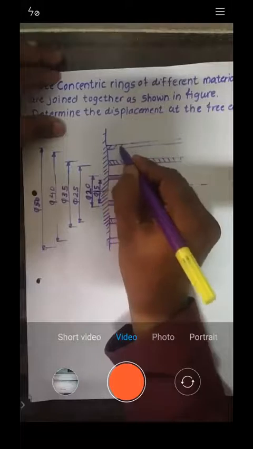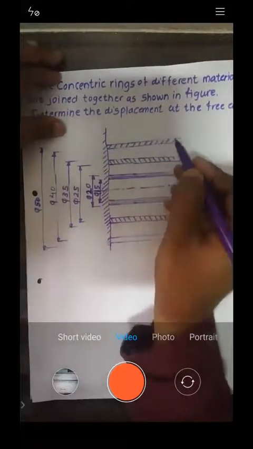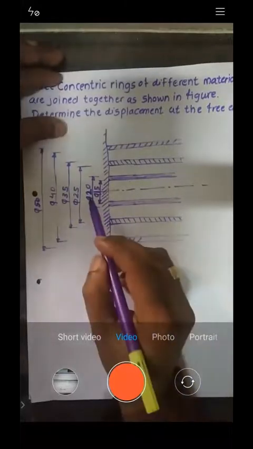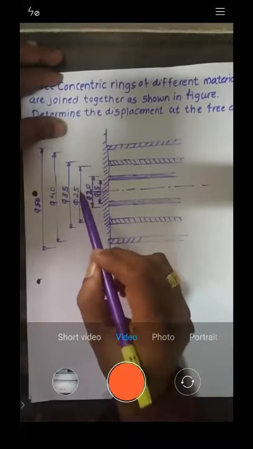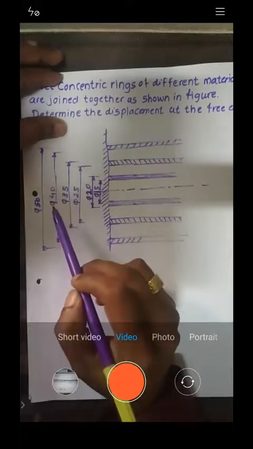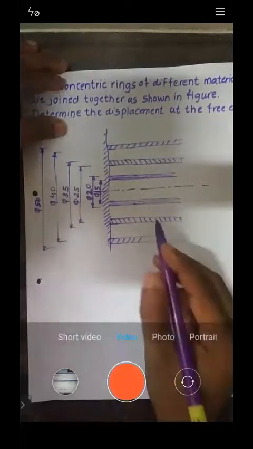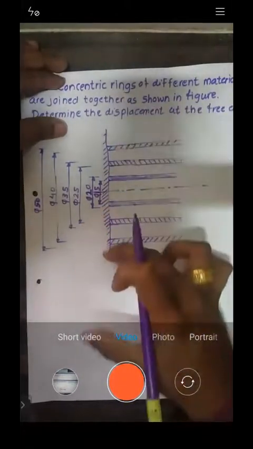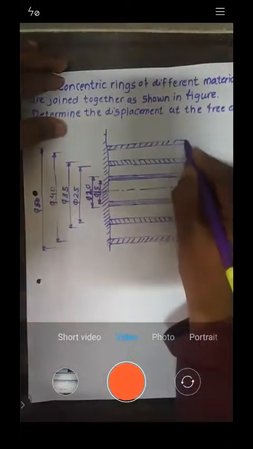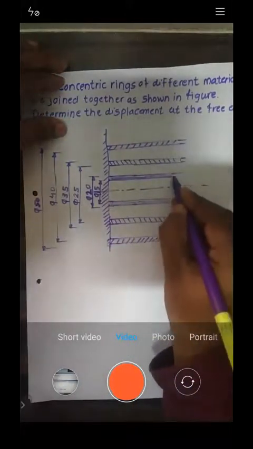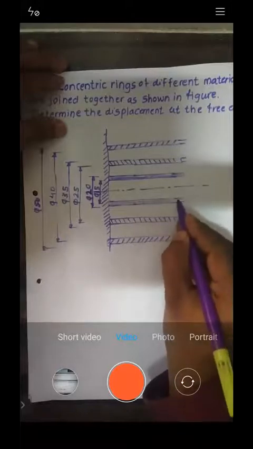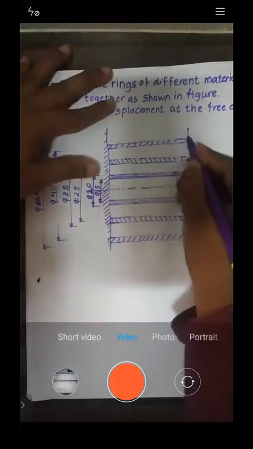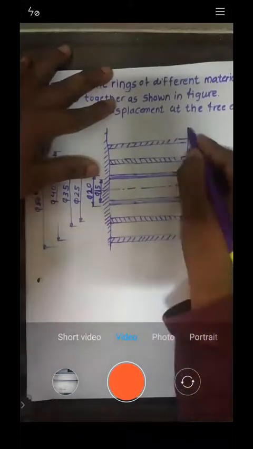So are you able to understand how many rings you have? You have three rings. One with inner diameter 15 and outer diameter 20, another with inner diameter 25 and outer diameter 35, and another with inner diameter 40 and outer diameter 50. So these three concentric rings are fixed at one support, and at the other support, they have attached one plate. This is basically the plate.